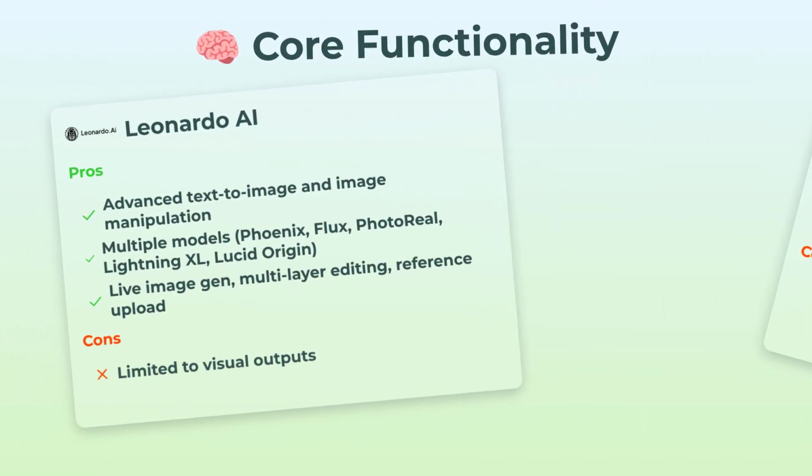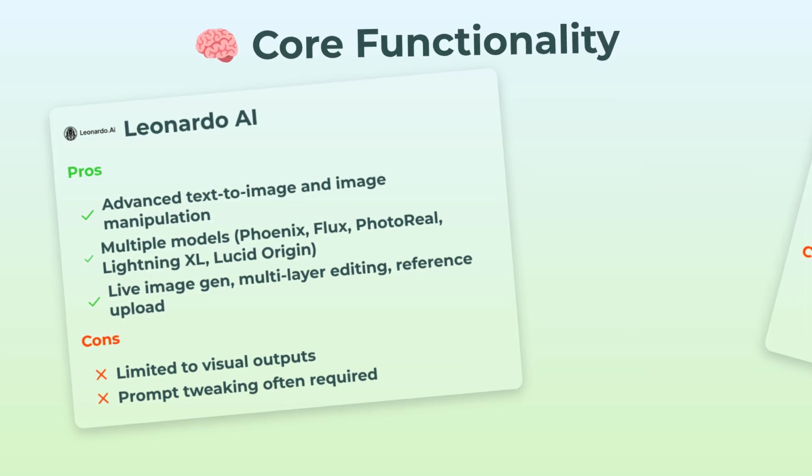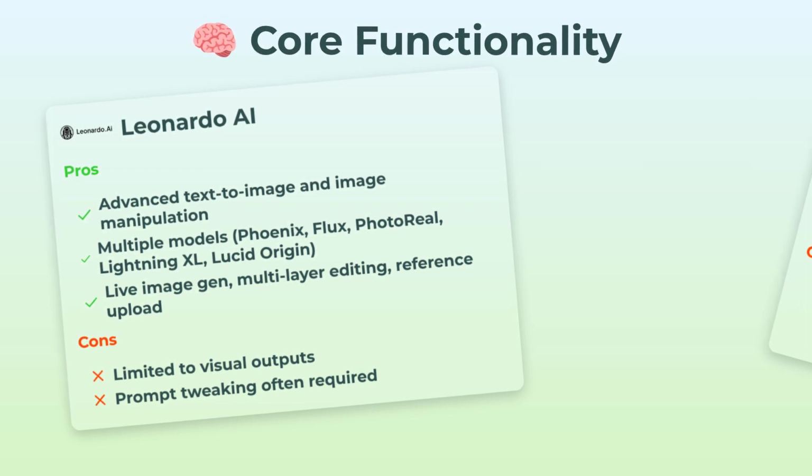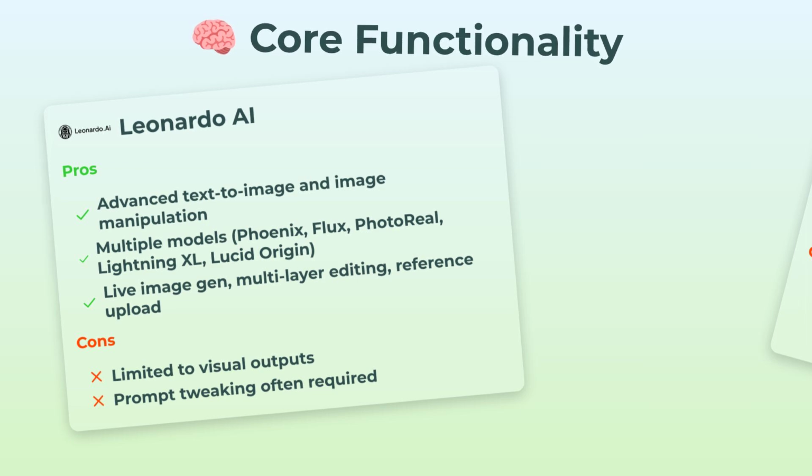Leonardo AI is all about super advanced text-to-image creation. You've got a bunch of models to play with: Phoenix, Flux, Photoreal, Lightning XL, Lucid Origin. It's kind of a playground for image nerds. Multi-layer editing. You can upload a reference, and it even does live image generation. But here's the catch. It's visual only, so don't expect answers, essays, or spreadsheets. You'll also end up tweaking your prompts a lot, which is sometimes kind of fun, sometimes not.